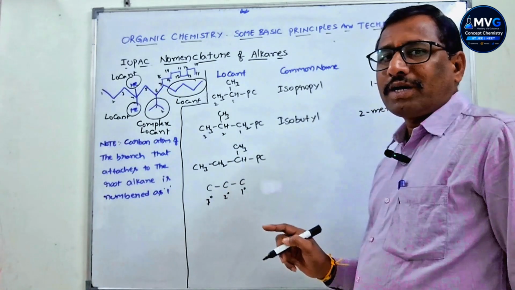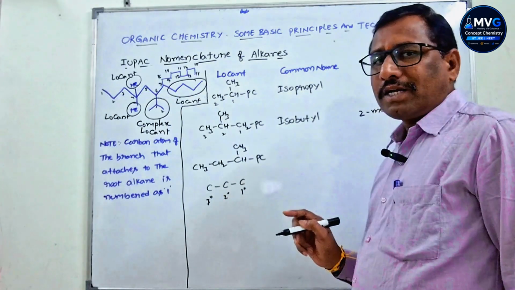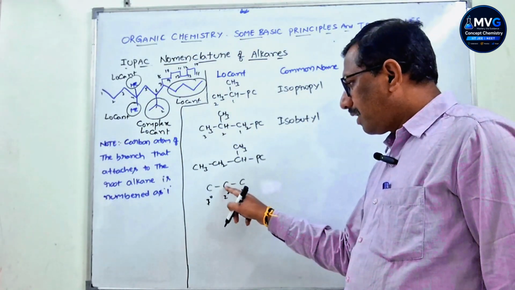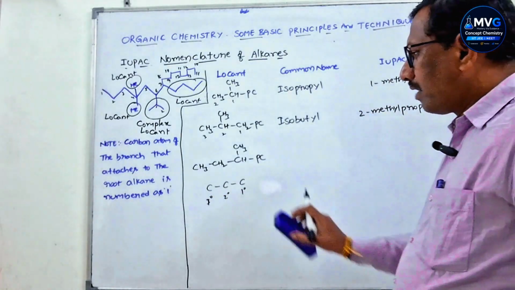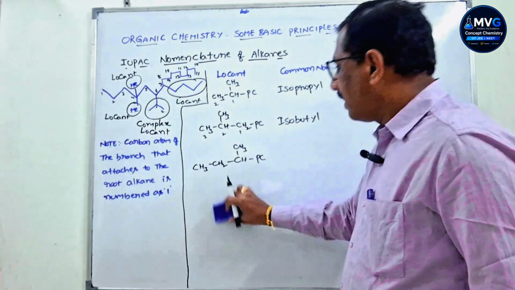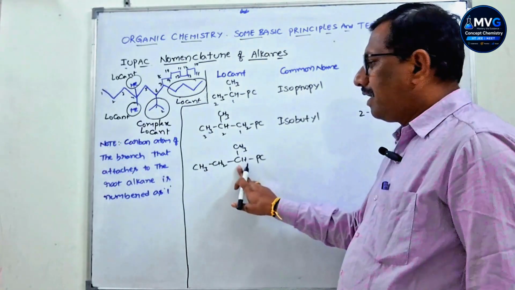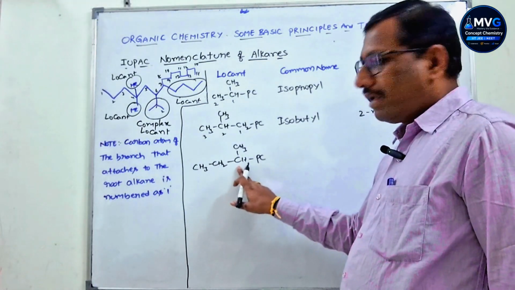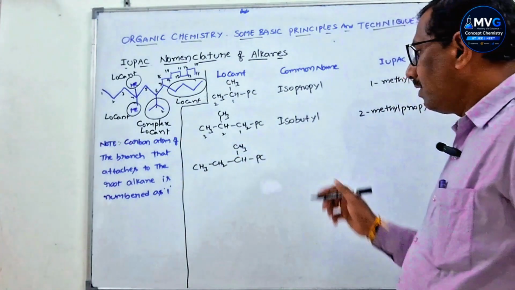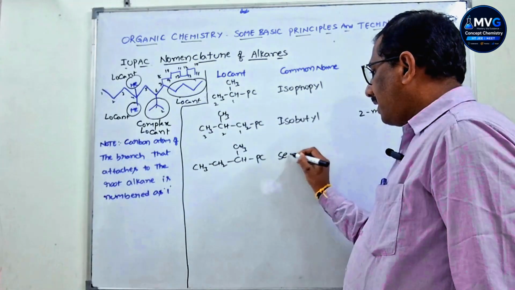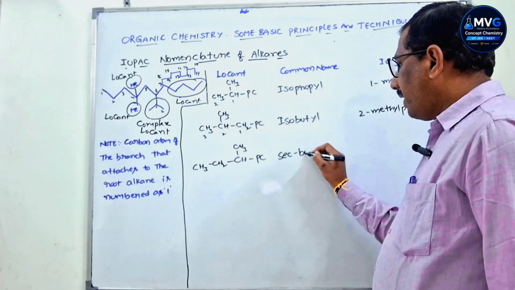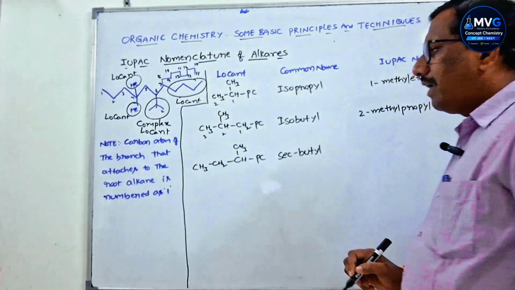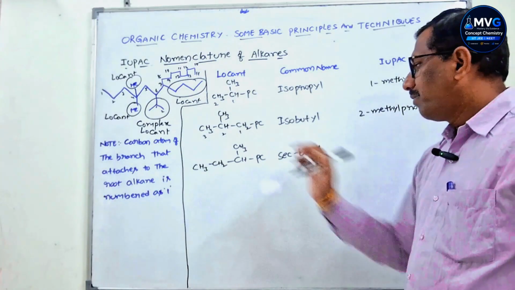Carbon further connected with one carbon means primary. The middle carbon is connected with two carbons, no? That's why it is the secondary. Same way, here also further carbons will be there. That's why it is the secondary carbon. The secondary carbon is having a methyl group, no? That's why it is a secondary. SCC means secondary butyl. Secondary butyl. Total 4 carbons are there, students.